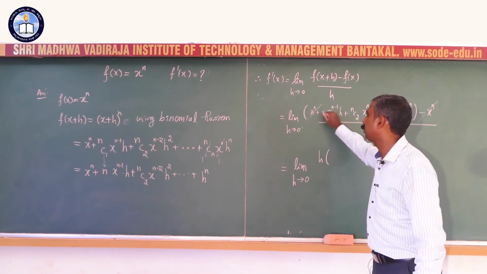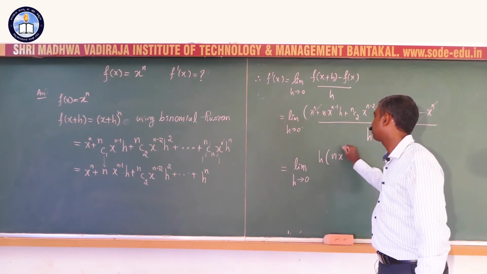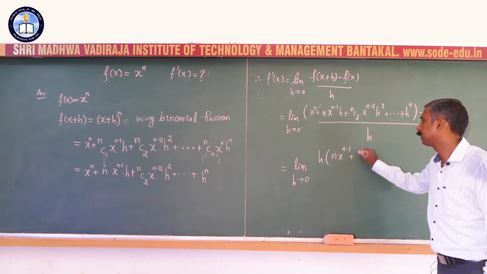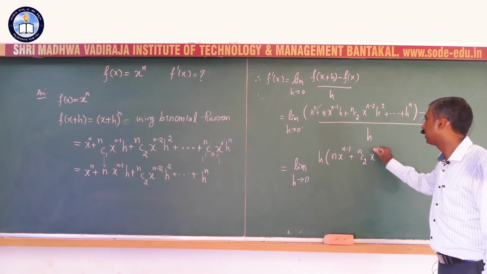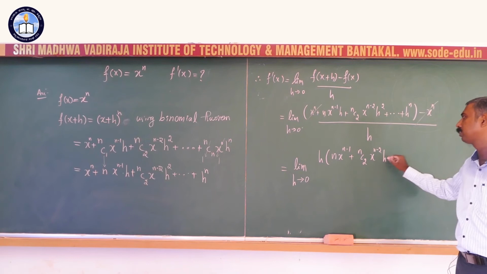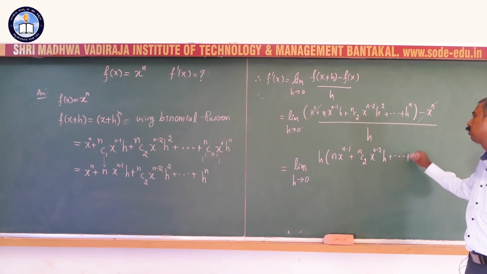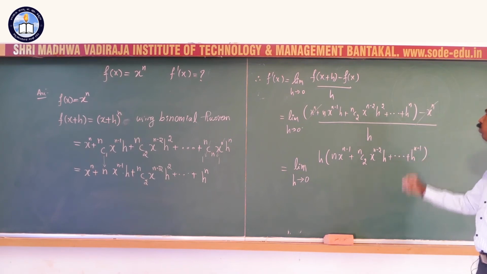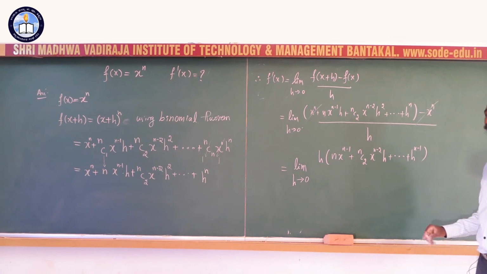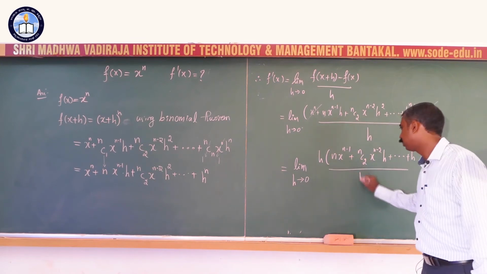The first term is n into x power n minus 1, plus the second term is nC2 x power n minus 2. Now, one h is taken outside, so this becomes h plus so on. The last term is 1 unit less in the powers of h. So, it becomes h to the power n minus 1, whole divided by h.